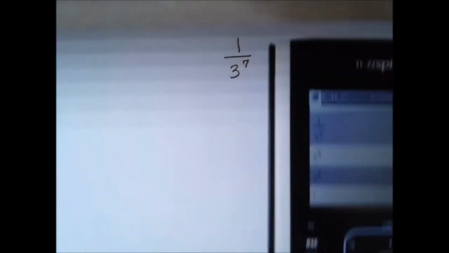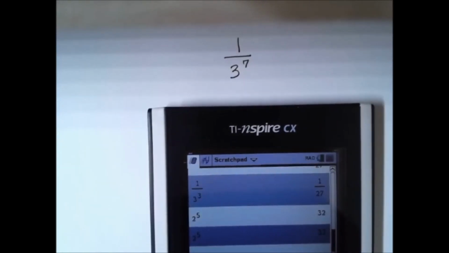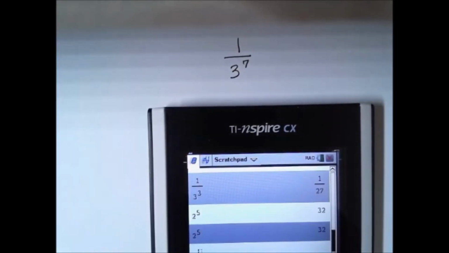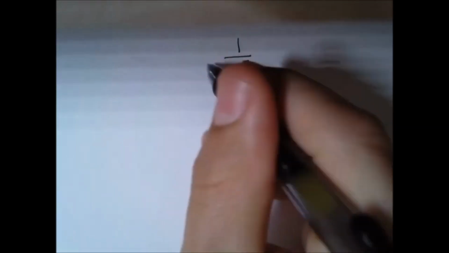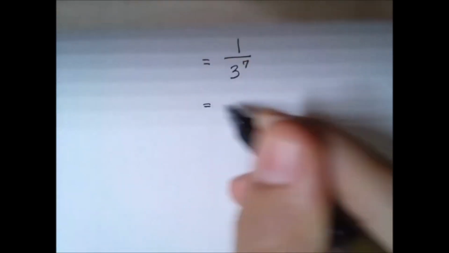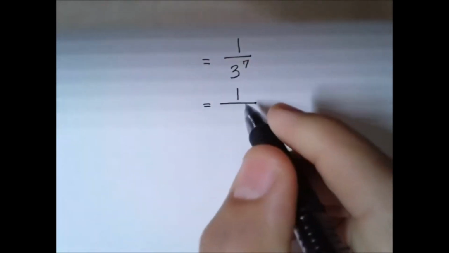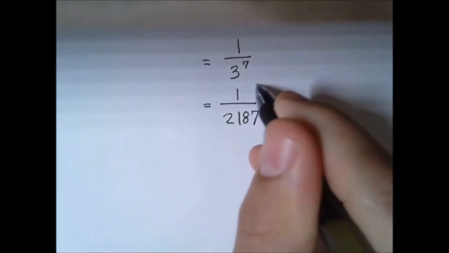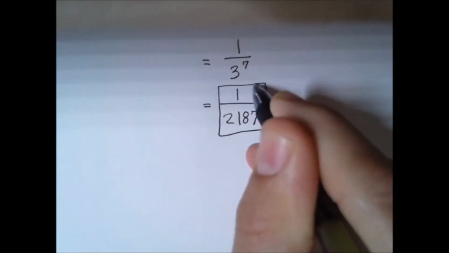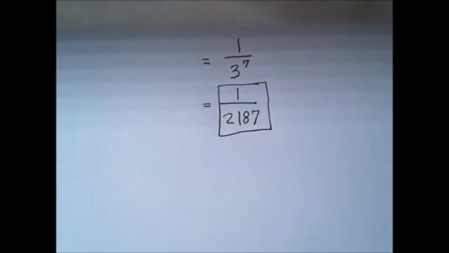I moved this down just a little bit. We have 1 over 3 to the power of positive 7. And the final thing we need to do is go ahead and take care of that exponent. So what is 3 to the power of 7? So we have 3 caret power of 7. And it gives me 2,187. So my final answer would be 1 over 2,187. And that would be your final answer. It cannot be refined anymore.